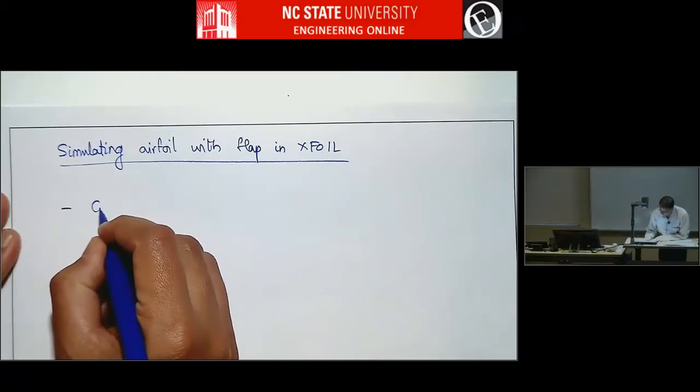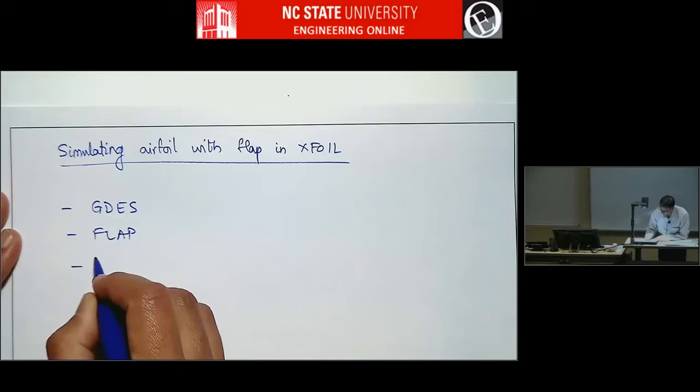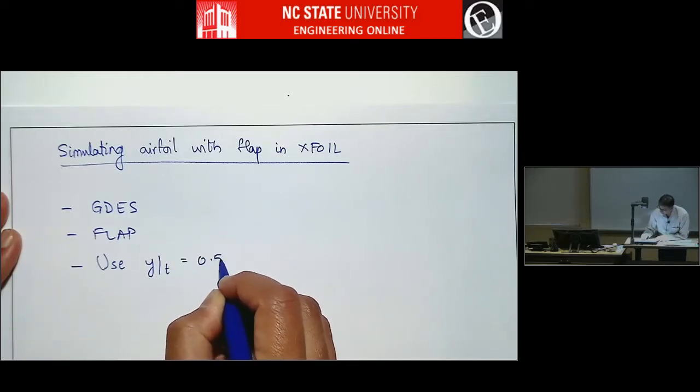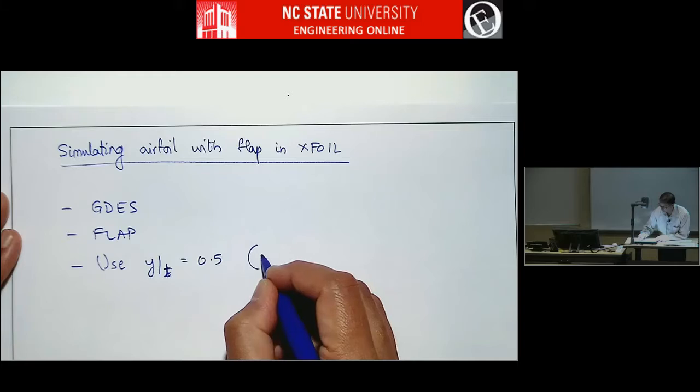So you use GDES, flap, use Y over T equals 0.5. In this course, some other time you may want to use something else, but right now in this course we'll always use this.